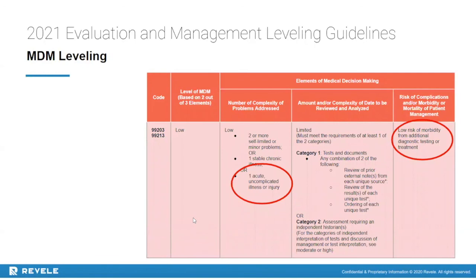With each of the medical decision-making levels, you'll need at least 2 out of the 3 elements. Here in this case, for the third level, as you can see, for the number and complexity of problems addressed, for example, if the patient had one acute uncomplicated illness or injury, and for the risk of complications and/or morbidity or mortality of patient management, if it was a low risk of morbidity from additional diagnostic testing or treatment, then you would code it out as a 99203 or 99213 according to the patient's status.